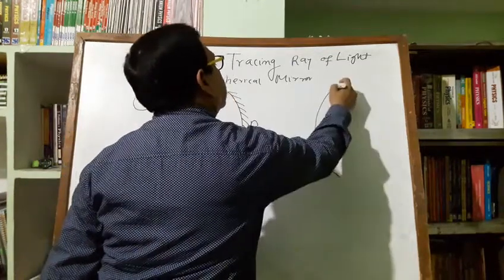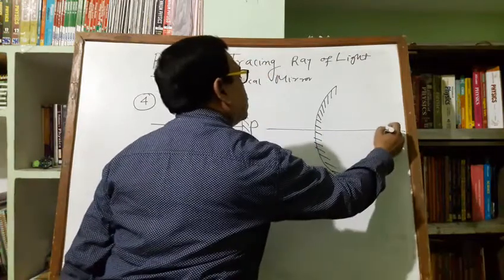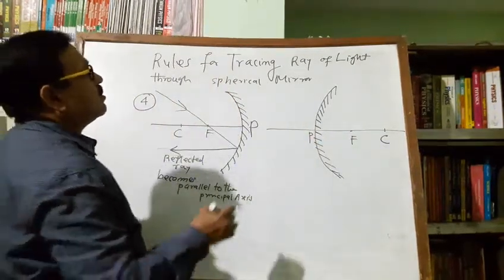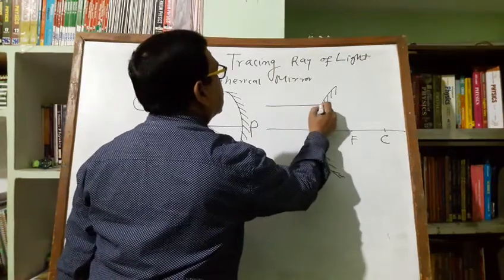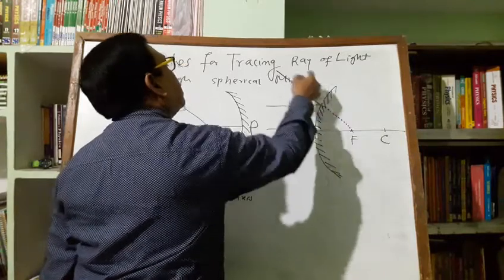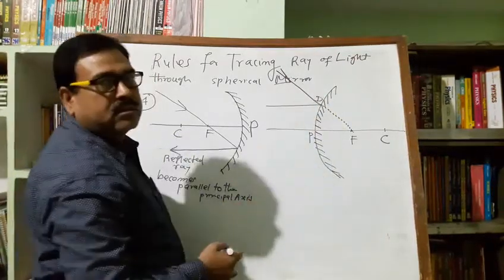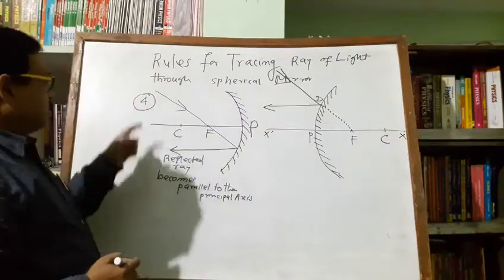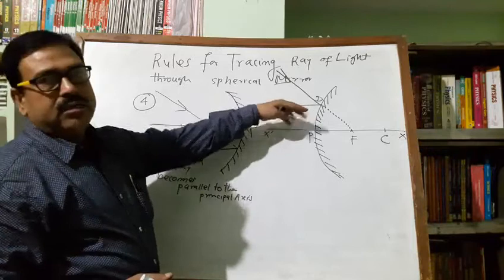Similarly, for a convex mirror we can decide C and F. When the ray of light is coming toward the focus, if it is incident at any one point on the convex mirror, suppose this is the point, it becomes parallel with the principal axis. So this is the last rule, how the light becomes parallel after bouncing back from the concave mirror as well as from the convex mirror.